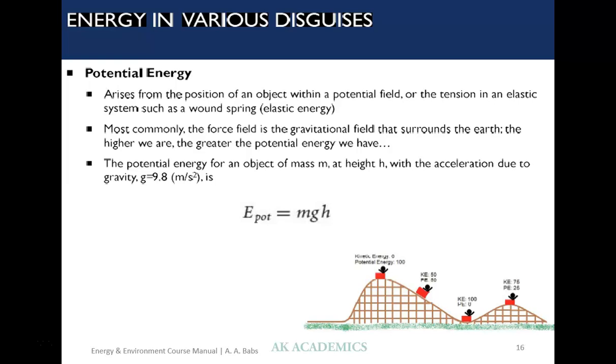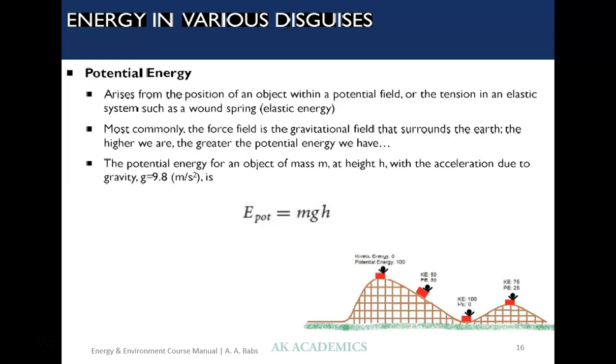This arises from the position of an object. It is the energy of an object based on the position of that particular object. Okay, so it arises from the position of an object within the potential field or the tension in an elastic system, such as a wound spring. Okay, and in that case, it will be referred to as elastic energy.